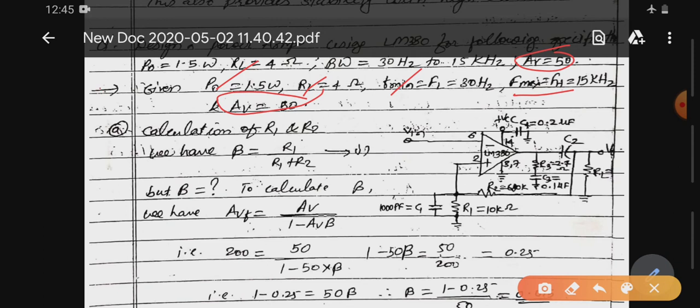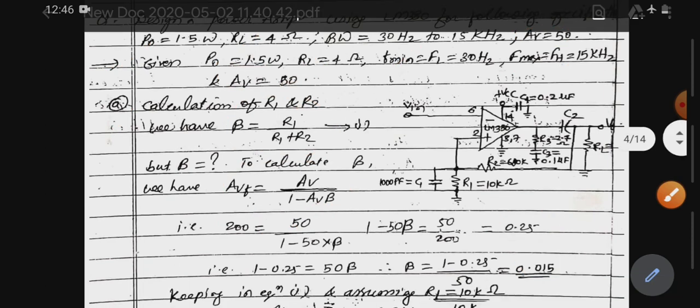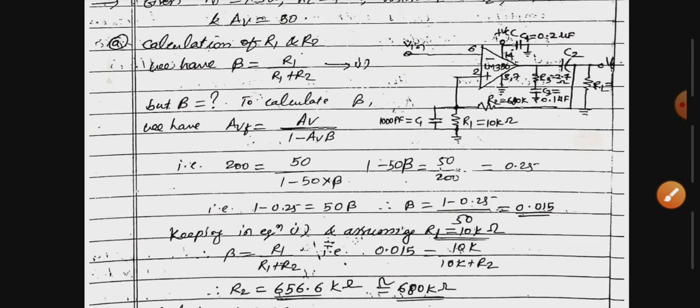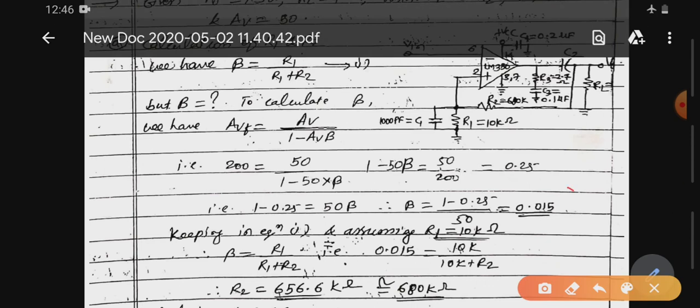So after the first step, given, the second step is calculation of R1 and R2. You know the formula for R1 and R2: beta is equal to R1 by R1 plus R2. But what is the value of beta? To calculate beta, we have this another standard formula where we know the value of AVF is 200 and AV standard is 50. So by keeping the values, you will get the beta value 0.25. So directly you can keep in mind the value of beta, as here finally you will get 0.015, so that will be a standard value for beta. Here you can keep in mind.